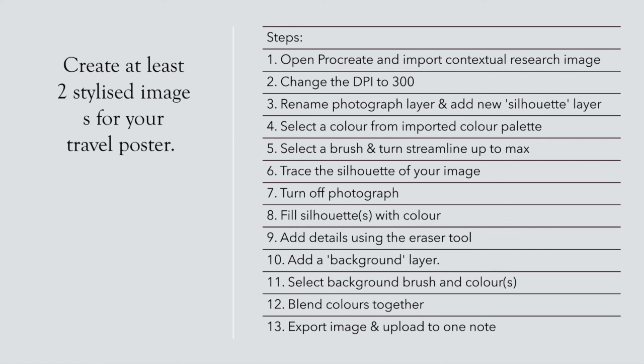So to summarise the steps that we've taken: open Procreate and import textual research image, change the dots per inch to 300, rename photograph layer and add a silhouette layer, select a colour from your imported colour palette, select a brush and turn the streamline up to the max, trace the silhouettes of your image, turn your photograph off, fill the silhouettes with colour, add details using the eraser tool, add a background layer, select your background brush and colours, blend the colours together, and finally export your image and upload this to OneNote.